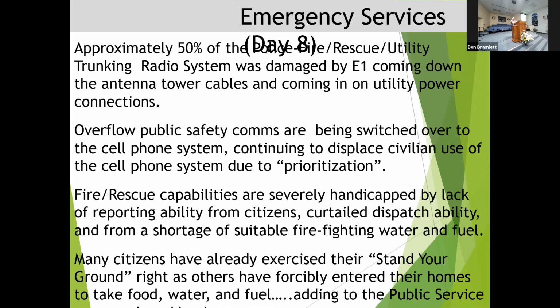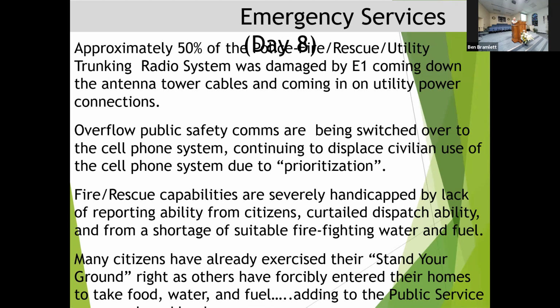The fire rescue trunking radio station here was damaged by E1 bolts coming down the antenna cables and coming in on the utility power connections. I've been there, I've looked, I don't see any EMP rated antenna protection or power protection on the systems. They're toast.